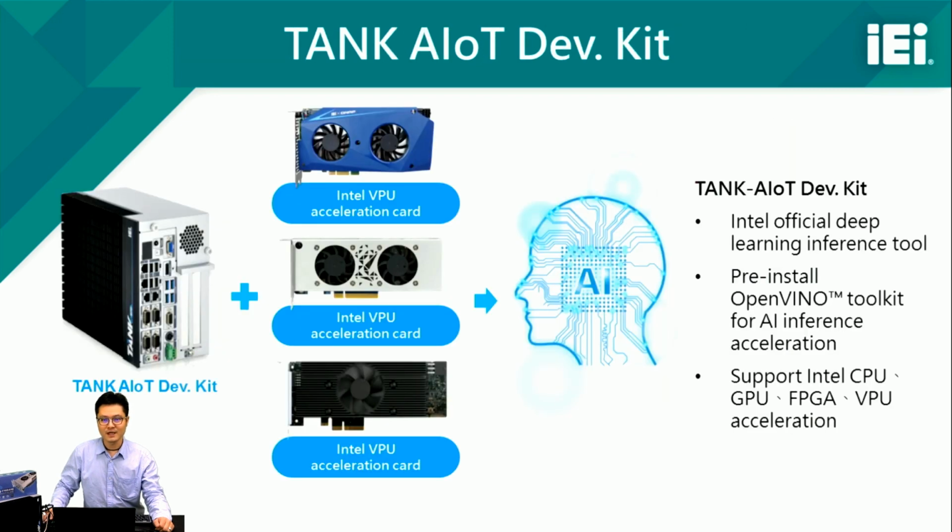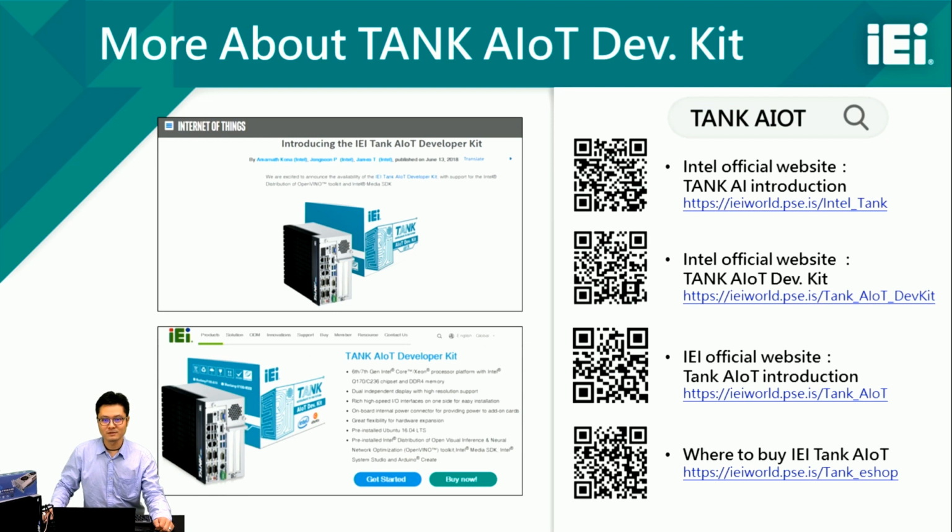And the IEI AIoT Dev Kit is an Intel-proof OpenVINO platform. With the pre-installed OpenVINO Toolkit, it can directly use IEI Mustang acceleration cards to begin your deep learning applications. If you want more information about the IEI AIoT Dev Kit, please visit the IEI and the Intel official websites for more details.